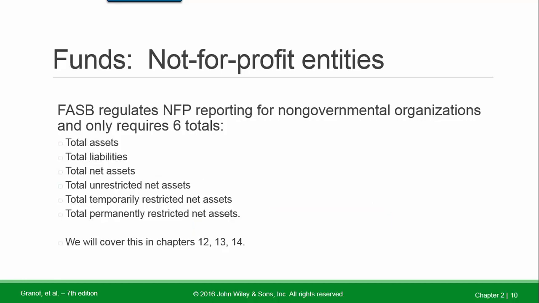FASB regulates not-for-profit reporting for non-governmental organizations and only requires 6 totals: total assets, total liabilities, total net assets, and within this are the 3 categories: unrestricted, temporarily restricted, permanently restricted net assets. And we cover this in detail in chapters 12, 13, and 14.